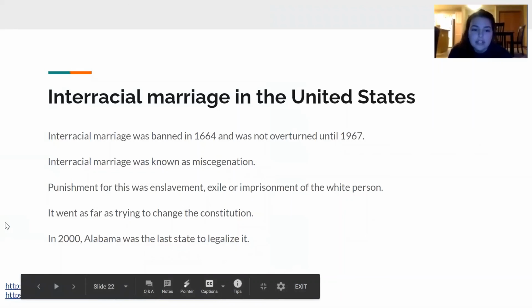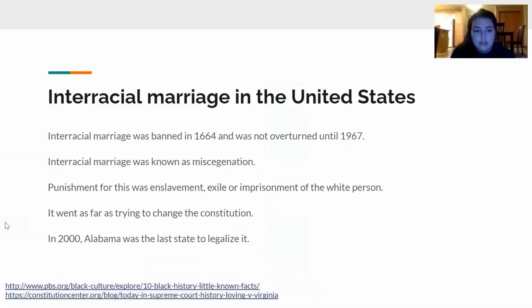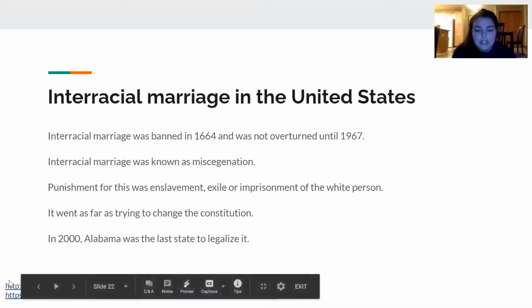Lastly, interracial marriage in the United States was banned in 1664 and was not overturned until 1967. Interracial marriage was known as miscegenation. Punishment for this was enslavement, exile, or imprisonment of the white person. It went as far as trying to change the Constitution, and it was only in 2000 that Alabama was the last state to legalize it.